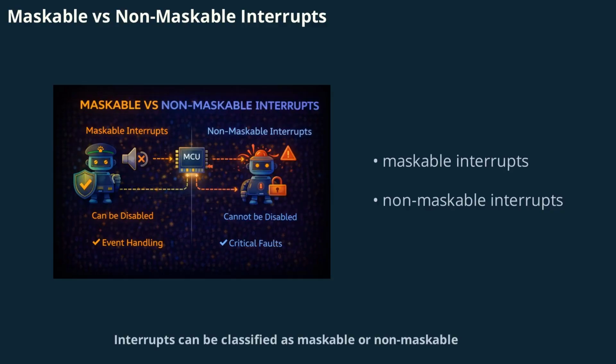Interrupts can be classified as maskable or non-maskable. Maskable interrupts can be disabled by software and are typically used for peripherals and timers, allowing prioritization of tasks. Non-maskable interrupts, NMIs, cannot be disabled and are reserved for critical events like power failures. NMIs always have the highest priority and must be handled immediately. Understanding the distinction helps you design systems that respond appropriately to both routine and emergency events.